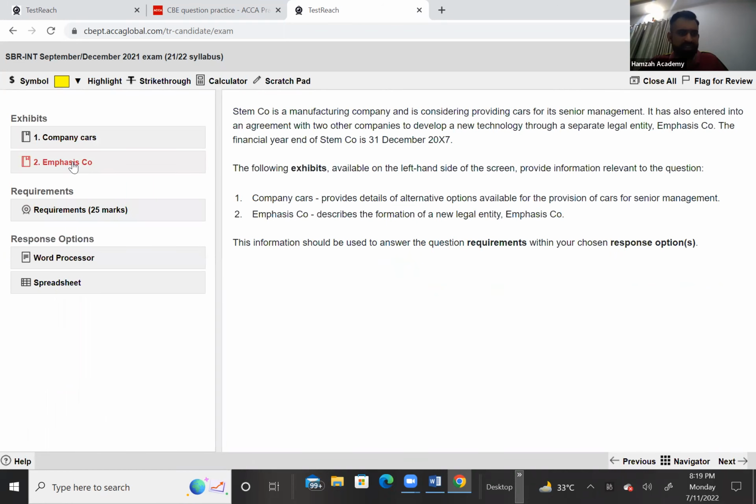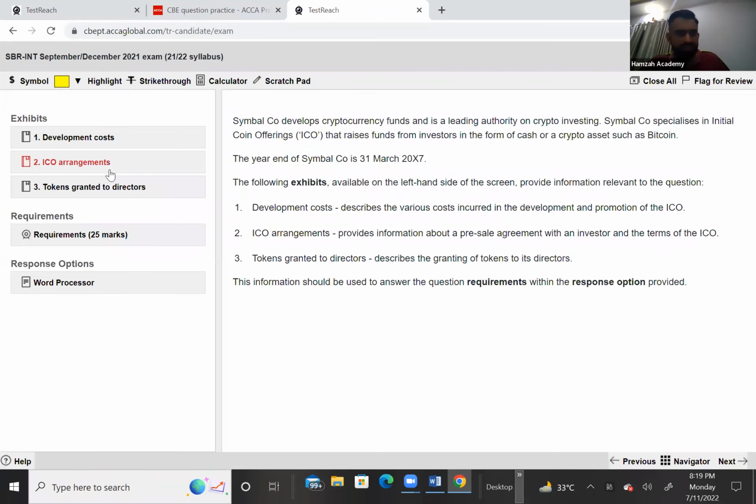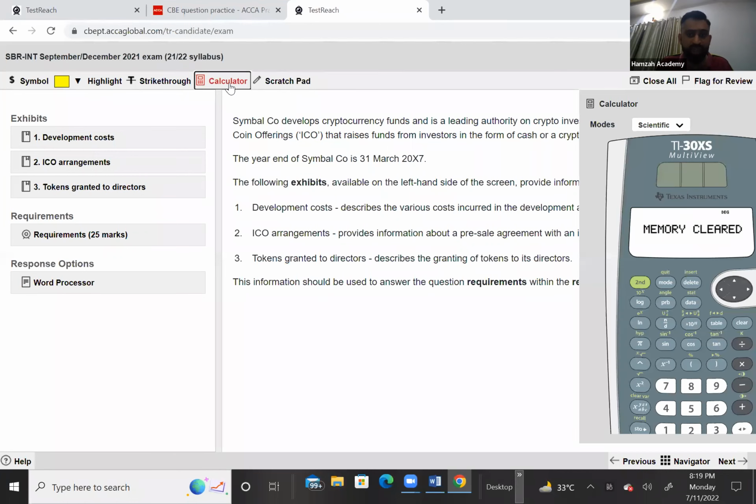Exhibit, company cars, emphasis, requirements, word processor and spreadsheet. Here we have 2 response options. Then again development cost, IAS 38, ICU arrangements, tokens granted to directors. I think it is a related party transaction based on IAS 24. Then we have the requirement, and again we have only one response option here, which is the word processor. You get it? You have a calculator here. You can use the calculator on your screen.